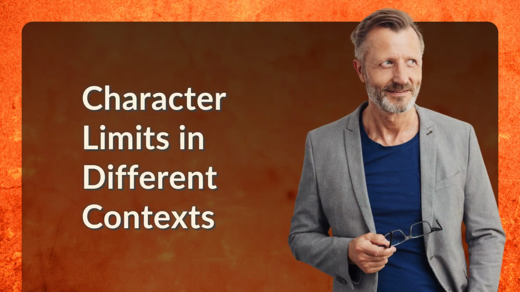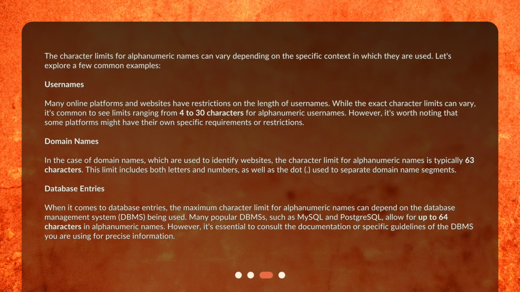Character limits in different contexts. The character limits for alphanumeric names can vary depending on the specific context in which they are used. Let's explore a few common examples. Usernames. Many online platforms and websites have restrictions on the length of usernames. While the exact character limits can vary, it's common to see limits ranging from 4 to 30 characters for alphanumeric usernames. However, it's worth noting that some platforms might have their own specific requirements or restrictions.